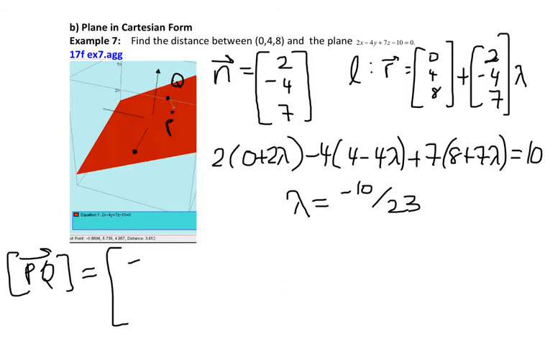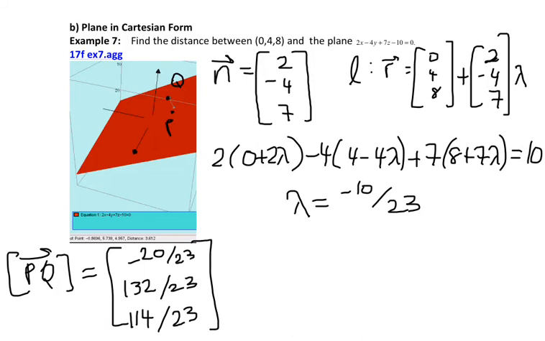So 2 lambda, -20/23, and then -4 lambda, 132/23, and 114/23 to get our z coordinate. So there's our point of intersection, and if you calculate out what I just worked out, it does end up being the same as we got in autograph as the point of intersection. And now if we find the magnitude, you should end up with approximately 3.61 as autograph had as well.